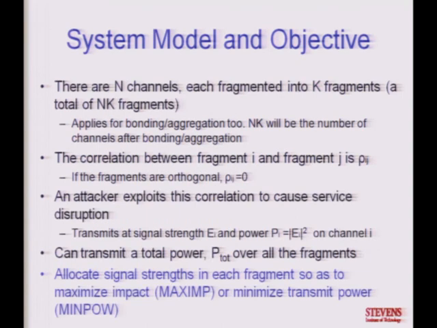So to formulate this problem, this is what we have. There are n channels and each one is fragmented into k fragments. So there are totally nk fragments. In case of bonding or aggregation, the n becomes like n minus 1 if two channels are bonded. And the objective is to allocate signal strength in each channel, that is this E_i here on each channel i, so that you either create maximum impact or minimize the transmit power. And what we know is the correlation between channels. Fragments are orthogonal, that correlation is 0.